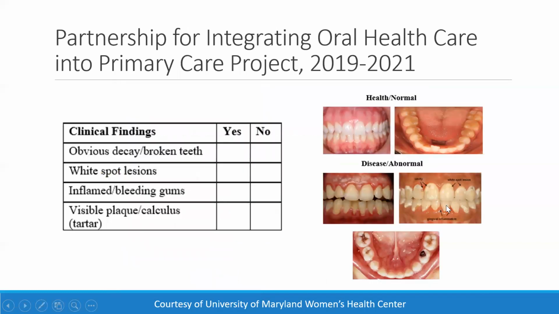As part of the Partnership for Integrating Oral Health Care into Primary Care project, the Maryland project team developed this screening checklist for their nurse midwives to document oral screening findings. The photos to the right were laminated and placed in exam rooms as a resource for providers.